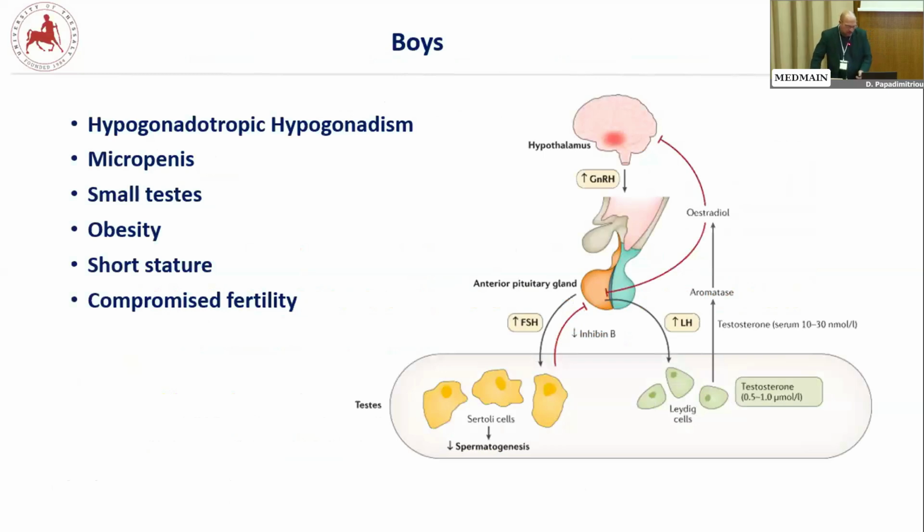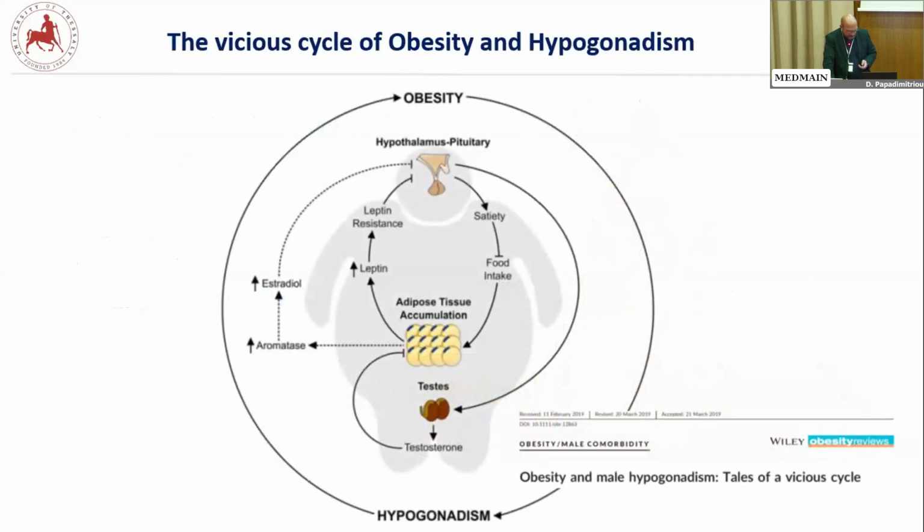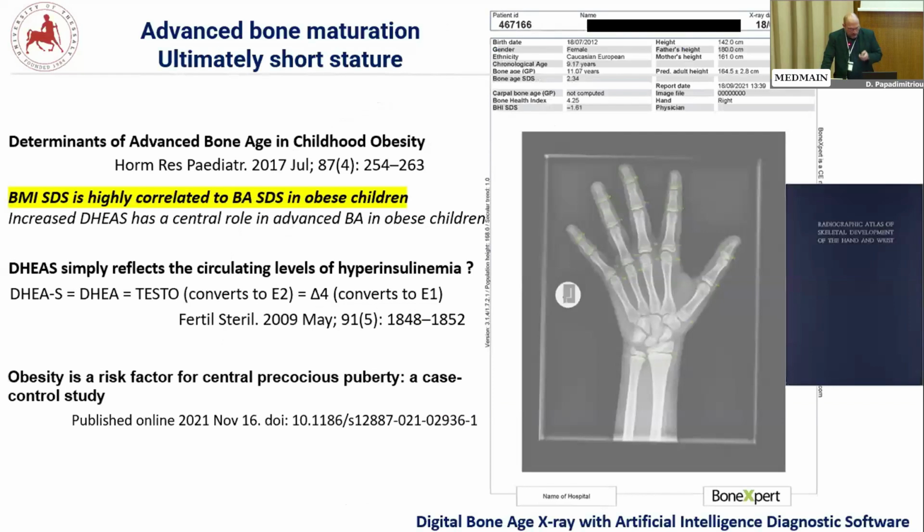We have hypogonadotropic hypogonadism, because testosterone is transformed to estradiol by aromatase, and we know that estradiol is the most potent regulator of LH and FSH secretion. And subsequently, we have micropenis, we have a boy with small testes with obesity. And it's a vicious cycle: less testosterone, more obesity, and compromised fertility in the end. And this vicious cycle has to do also with all the hypothalamic and pituitary resistance to leptin we have, and inflammation, which happens also in obesity, and not just elevated estradiol. The advanced bone maturation can be measured, and we can also measure bone health index now with AI tools, with the bone age X-ray.